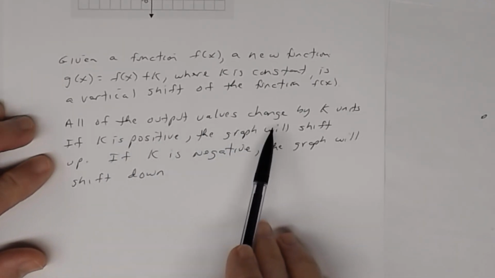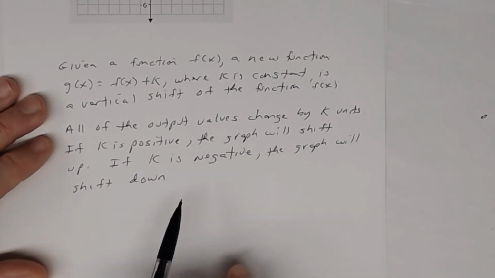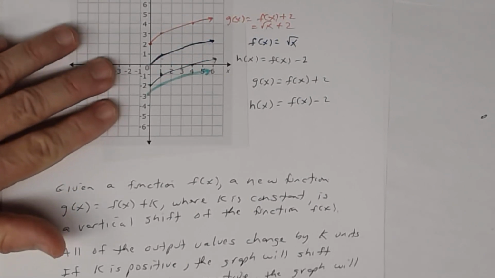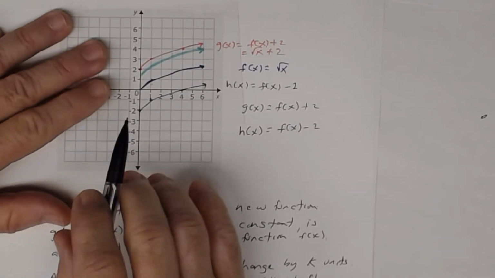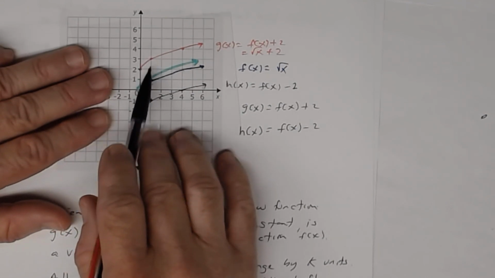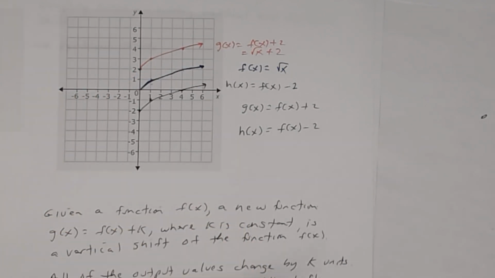So all of the output values change by k units. If k is positive, we move up. If k is negative, we move down. Okay, so that's the easiest kind. Up, down, vertical shift. It's important to visualize this, that as you go up and down, the x coordinates stay the same. It is the y values that changed. Okay? All right, so that is vertical shift.